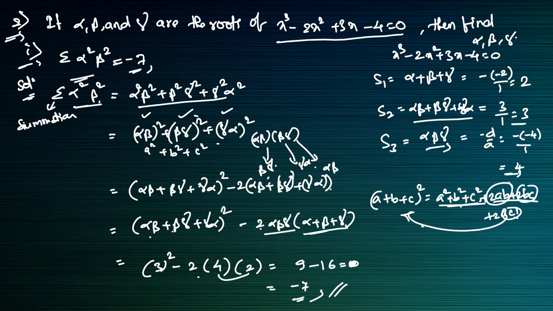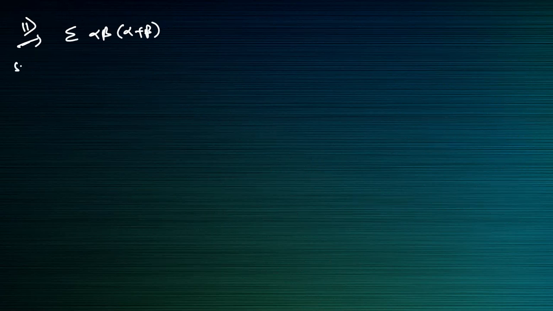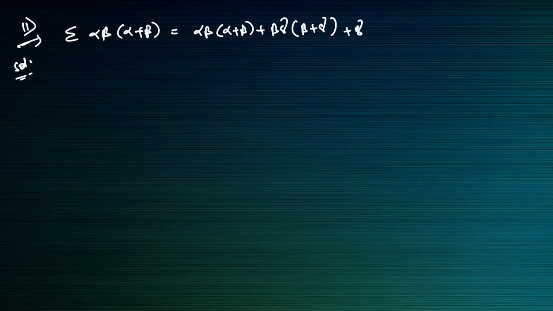Now moving to the next question. Here the second question's solution: summation of alpha beta into (alpha plus beta) is given. We will remove the summation, so it will become alpha beta (alpha plus beta) plus beta gamma (beta plus gamma) plus gamma alpha (gamma plus alpha).